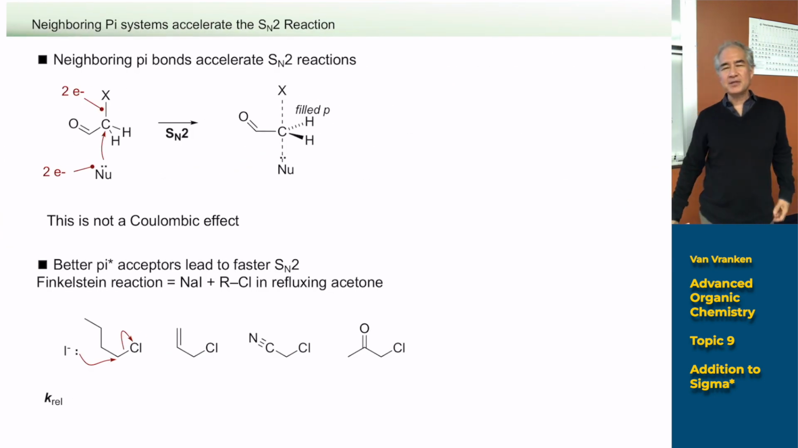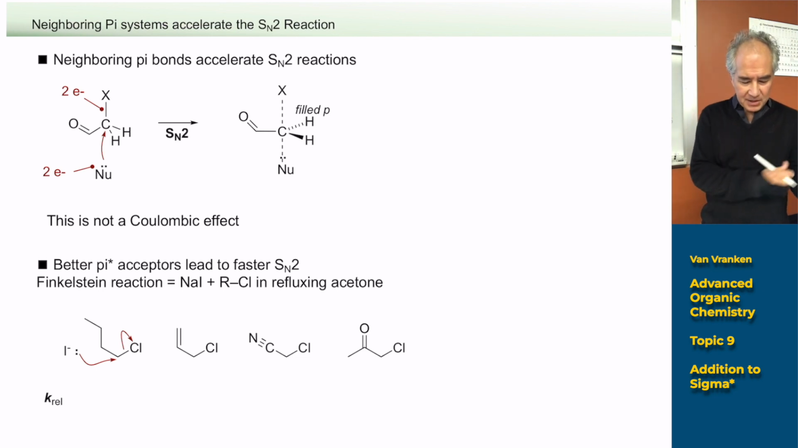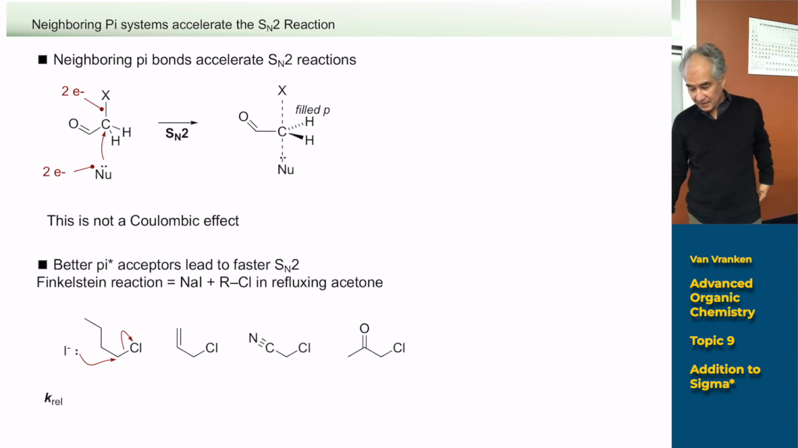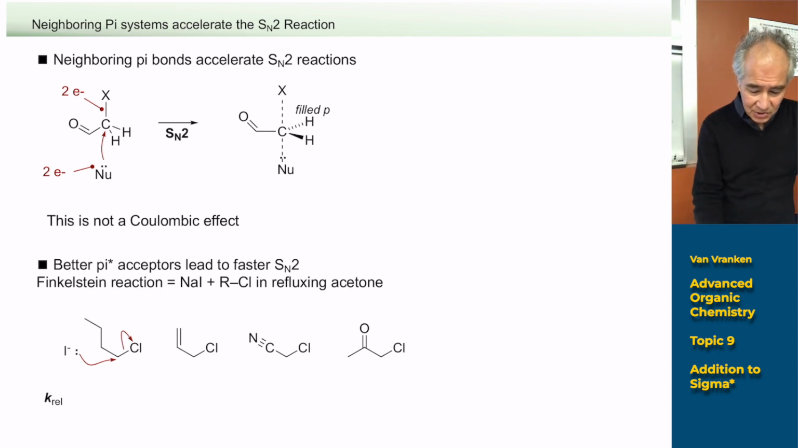We're talking about substitution, addition to sigma star orbitals to do SN2 type substitution. And let me go ahead and talk about the effect of a neighboring pi system. I'll show you first a not so obvious effect, and that is if you do SN2 next to a carbonyl group here. If I try to do SN2 next to this carbonyl, that SN2 reaction is faster than if there's no carbonyl there. The carbonyl speeds up this reaction.